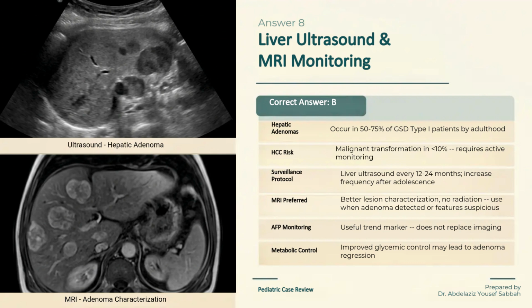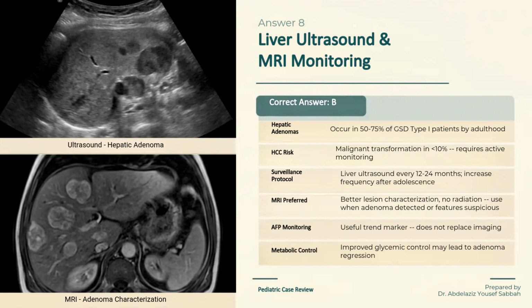detected. Hepatic adenomas occur in 50 to 75% of glycogen storage disease type 1 patients by adulthood, and roughly 10% carry a risk of malignant transformation to hepatocellular carcinoma. The surveillance protocol is liver ultrasound every 12 to 24 months, with increased frequency after adolescence. Magnetic resonance imaging is preferred when an adenoma is detected or features are suspicious because it offers better lesion characterization with no radiation.